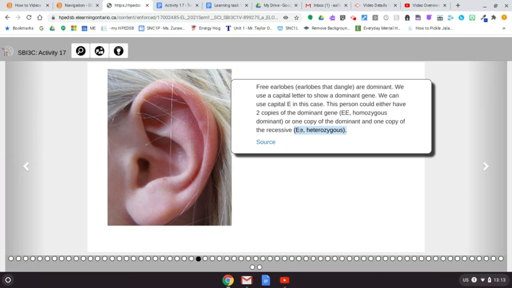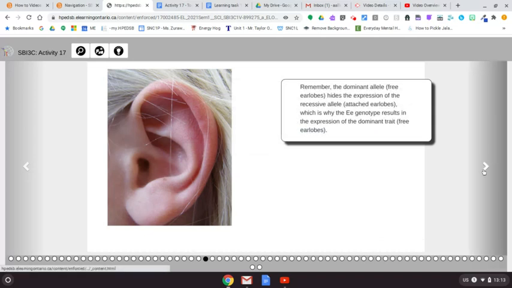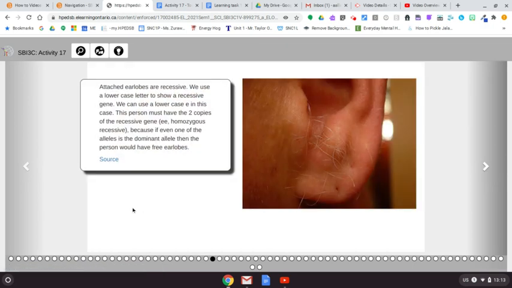because the big E masks the little e. So you have to know the difference between those two terms, and we'll do a little bit more with this. So the dominant allele hides the expression of the recessive allele, which is why you see that dominant trait.